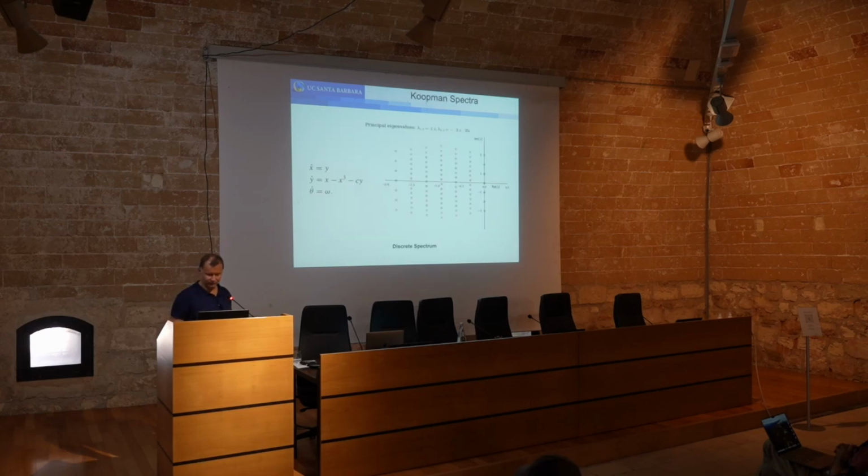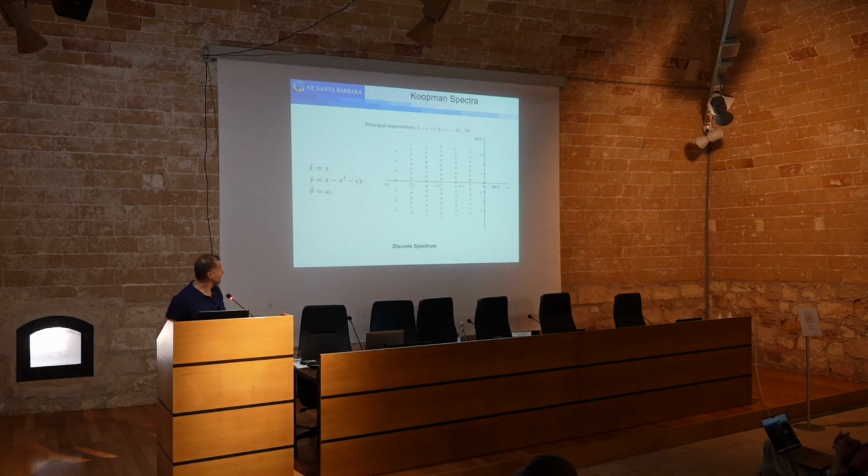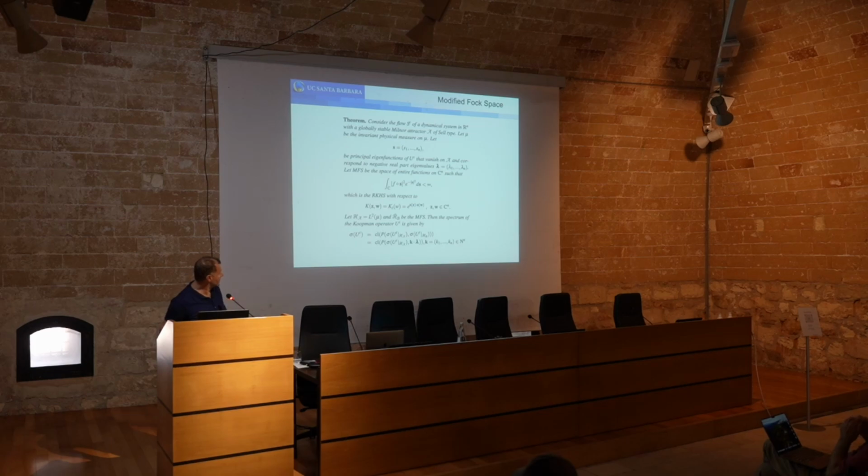If you go back to the linear description here, that ends up being very simple. On-attractor dynamics, off-attractor dynamics, and in this particular case, the on-attractor dynamics doesn't show up in the linear description of off-attractor dynamics. In general, it can, but that's what we have. And so, after all this development, we can define something that's called a modified Fock space.